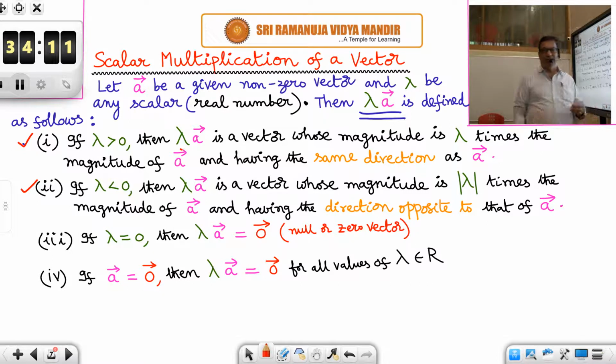So that is very easy. Multiplying by a negative number means first you multiply by the positive number, then put a negative sign. The negative of a vector is nothing but just changing the direction. So that is when lambda is negative. Suppose lambda is 0, then 0 into A bar is defined as the null vector, 0 bar only. 0 into A bar is 0 bar, that is called the null vector or zero vector.